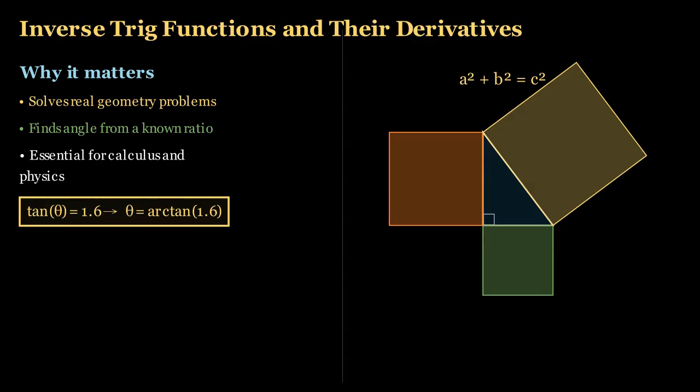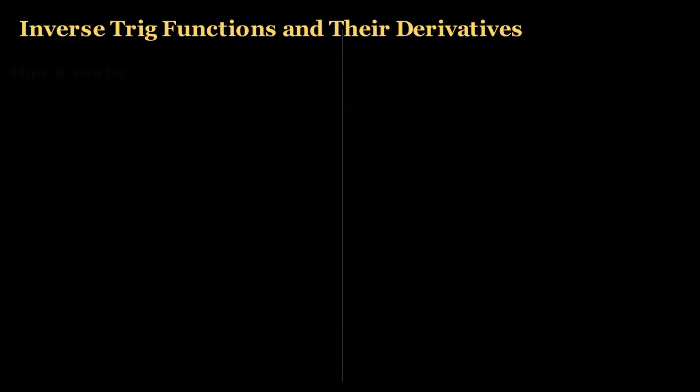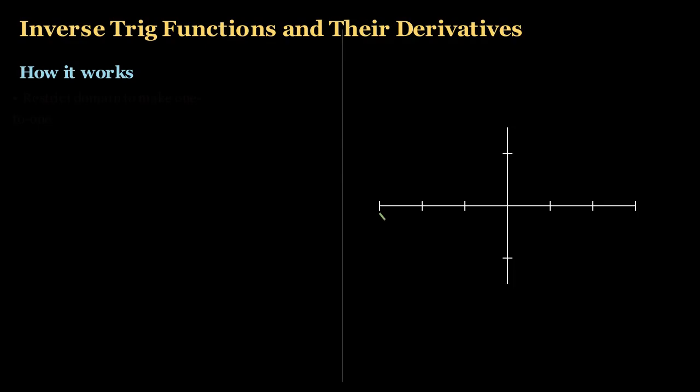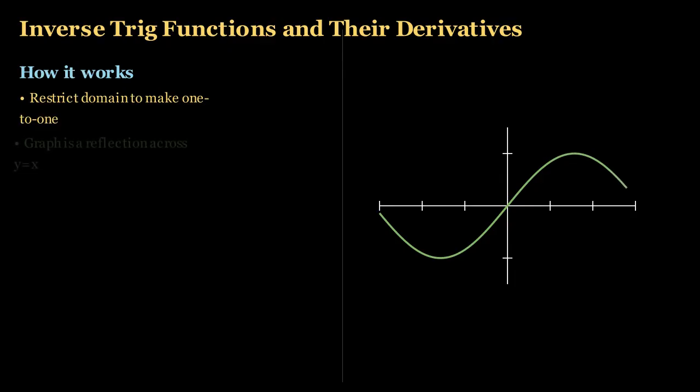You might remember that a function must be one-to-one to have an inverse. But sine, cosine, and tangent are not one-to-one, they repeat their values. So we restrict their domains to a small piece where they pass the horizontal line test. For sine, we use angles from -π/2 to π/2. For cosine, we use 0 to π. For tangent, we use the same as sine. This gives us the official arcsin, arccos, and arctan functions.